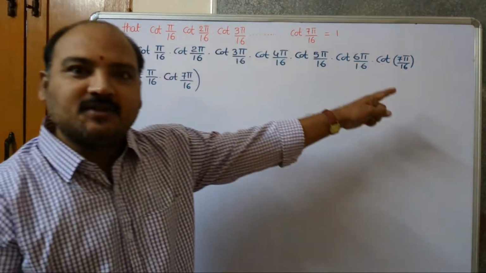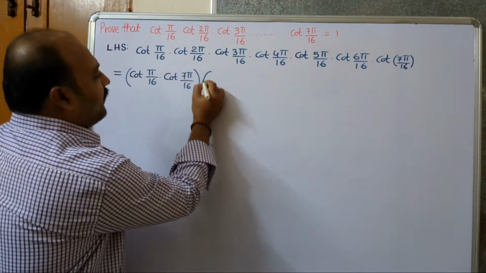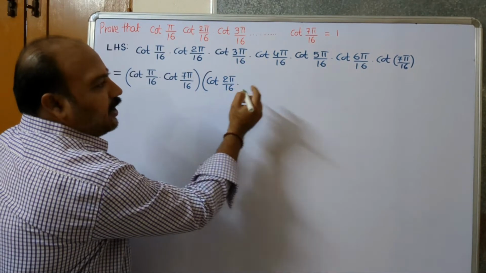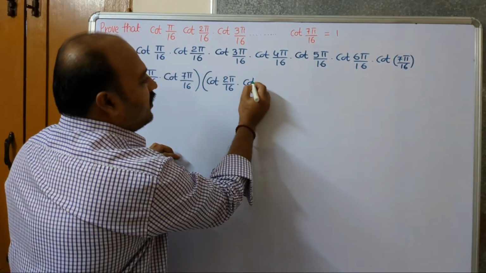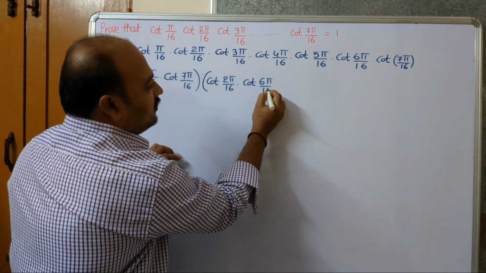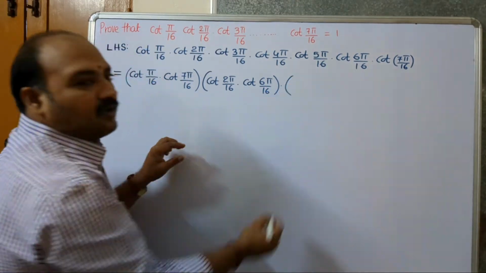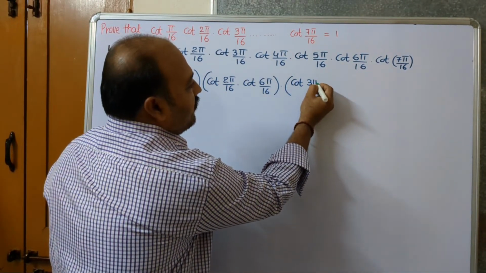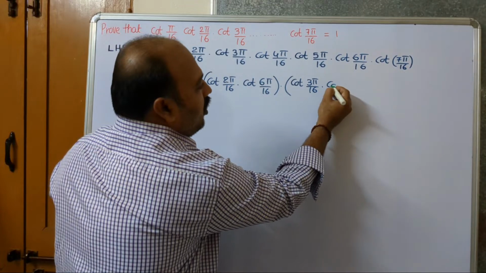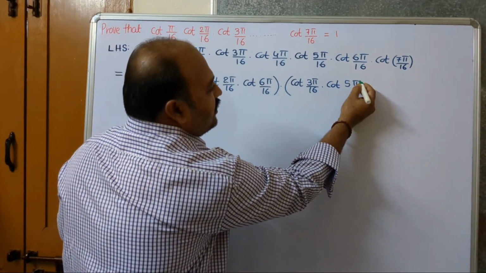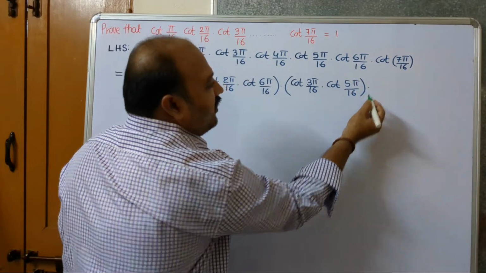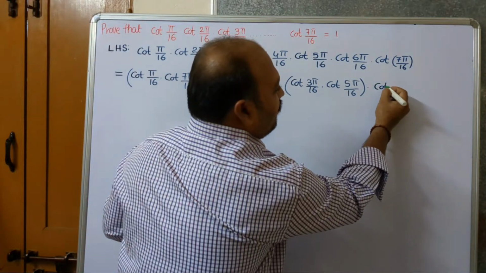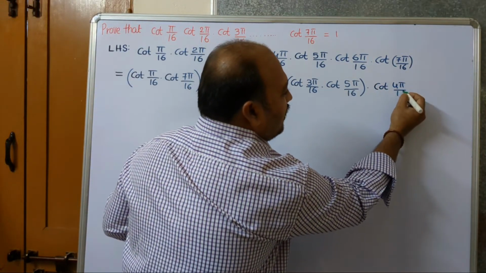First, last. Next, cot 2 pi by 16 into cot 6 pi by 16, into the third term cot 3 pi by 16 into cot 5 pi by 16. Anyway, the remaining term, cot 4 pi by 16, I am writing here.